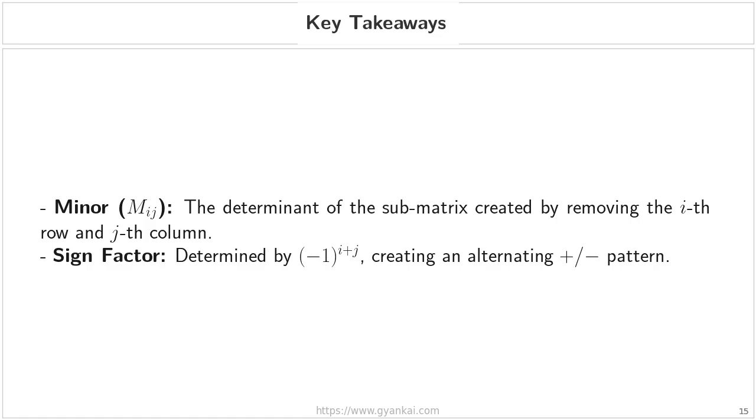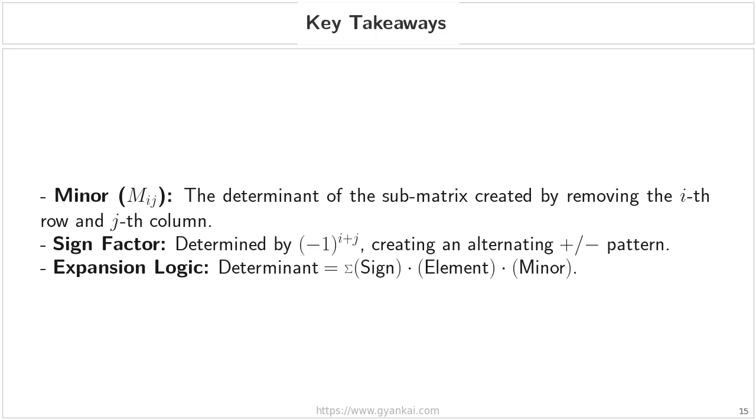Next, don't forget the sign factor. As we saw with the checkerboard pattern, the sign is determined by the formula -1 raised to the power of i plus j. This is what creates that alternating plus and minus pattern across the matrix, and it is crucial for getting the correct final value. Now, let's look at the overall expansion logic. To find the total determinant, you are essentially calculating the sum of the products of 3 things: the sign factor, the specific element you are working with, and its corresponding minor. If you follow this pattern for every element in your chosen row or column, you will arrive at the correct answer.